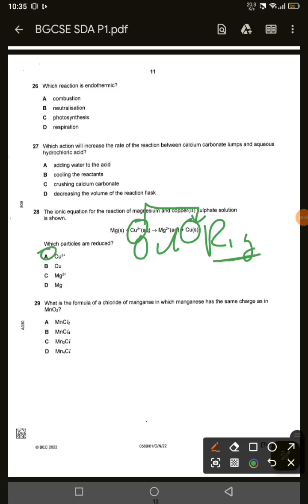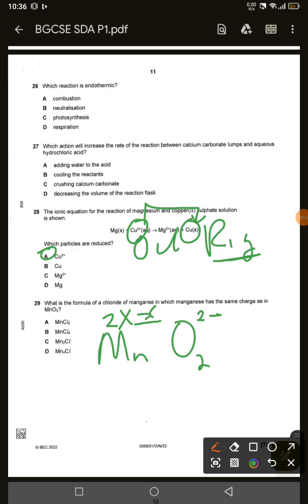Number 29. What is the formula of the chloride of manganese, in which manganese has the same charge as that? So here, just the reverse. Remember, MnO2. So that means we have an O 2 minus here, right? And then here we have 2 times a certain number which we do not know.